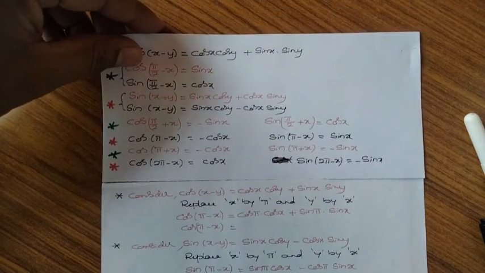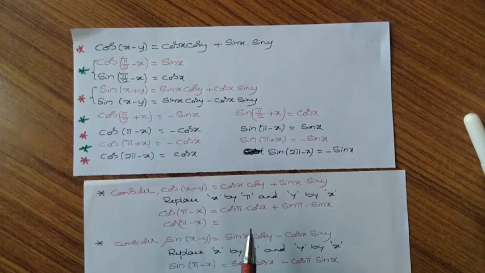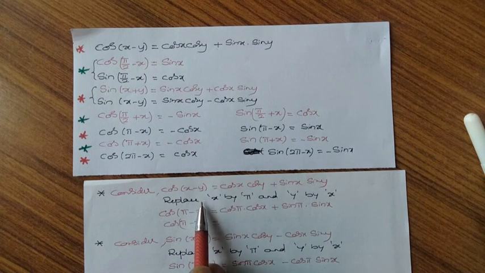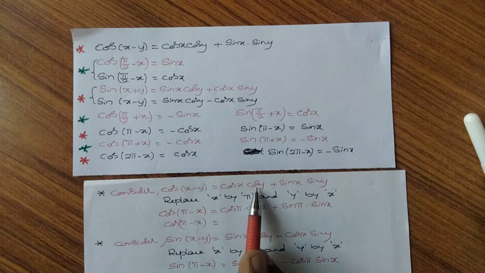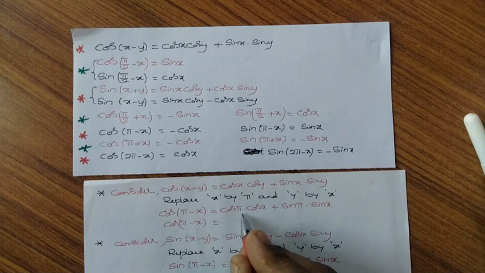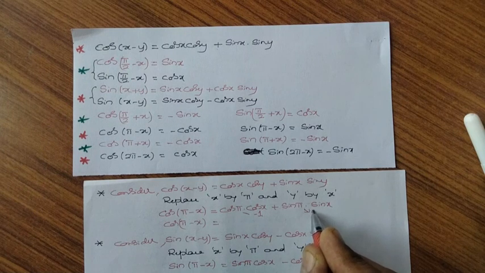Next let us see here. Now I am going to consider cos of x minus y equals cos x cos y plus sin x sin y. Here replace x by pi, y by x. Then cos of pi minus x equals cos pi cos x plus sin pi sin x. Here we know that cos pi is equal to cos 180. Cos 180 is equal to minus 1. Sin 180 is 0. Yes or no?